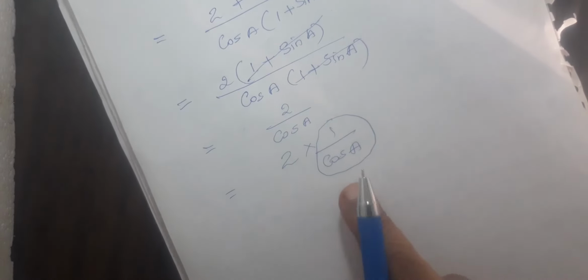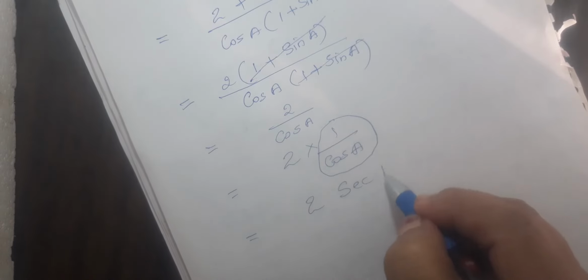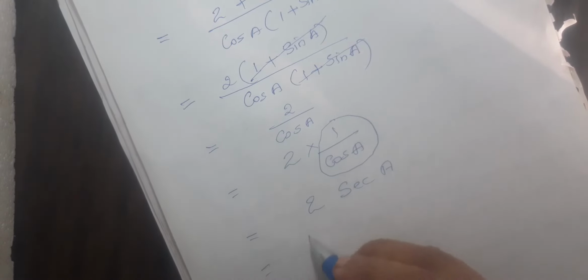Which can be written as 2 into 1 by cos A. 2 by cos A means it is 2 into 1 by cos A. Now what is this 1 by cos A? It is nothing but sec A. So this is equal to 2 sec A. And this is our RHS.